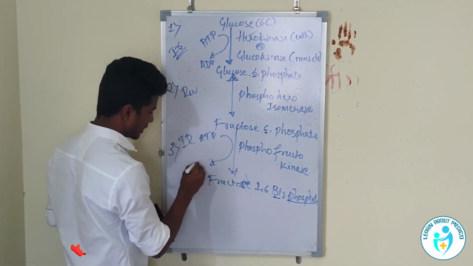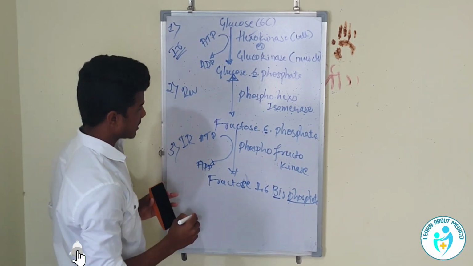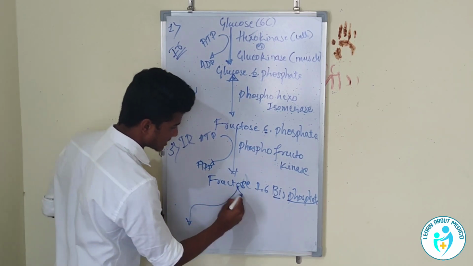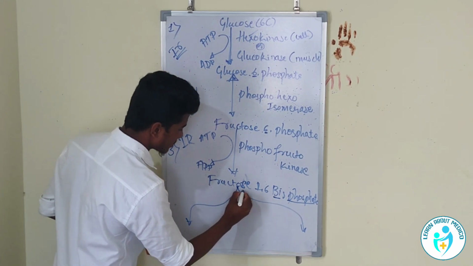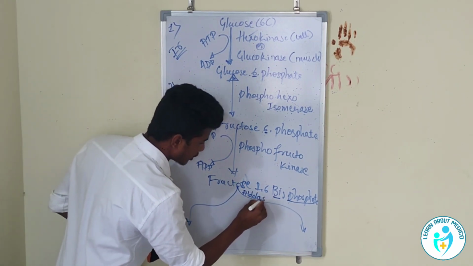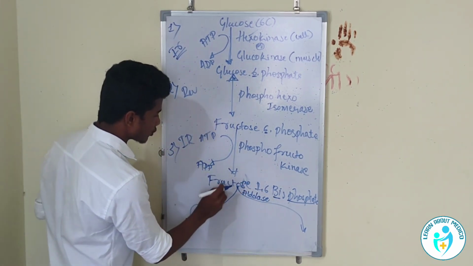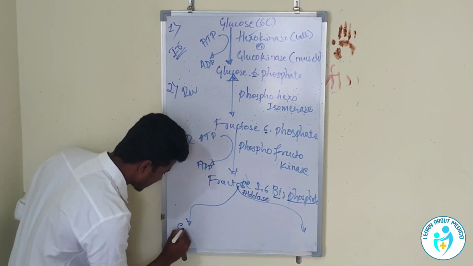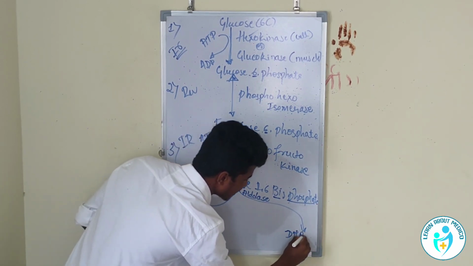ATP gets converted into ADP. These are the three steps. And come to the fourth step, that is the splitting phase. The fourth step is called the splitting phase. With the help of the aldolase enzyme, fructose 1,6-bisphosphate gets converted into G3P and DHAP.